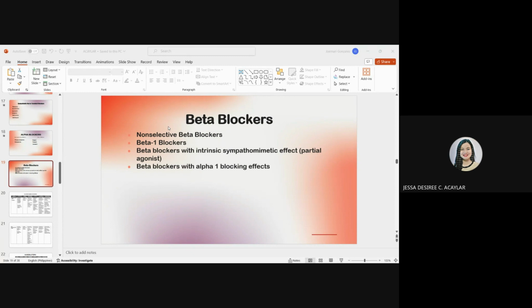Next po is the beta blockers with alpha 1 blocking effects. Beta blockers po siya na may alpha 1 blocking effects. Yung mga example nito is yung carvedilol, labetalol, bucindolol. Yung site of action po nila ay sa beta at saka alpha. Mechanism of action, they block both beta and alpha 1 receptors. The effect, they antagonize action of the catecholamines on beta 1, beta 2, and alpha 1 adrenergic receptors. Its clinical application is mainly for heart failure. Toxicity, it may cause fatigue.